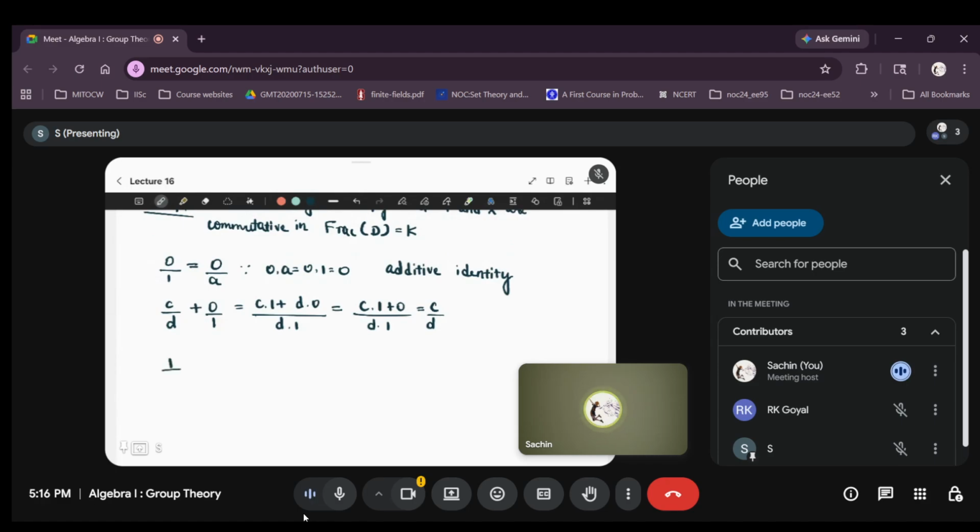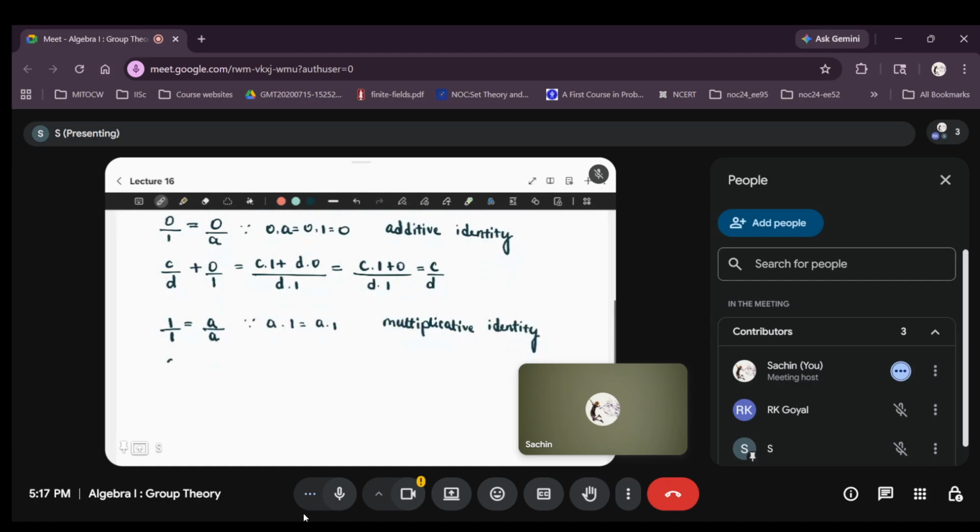Similarly, the equivalence class of 1 by 1 can also be written as a by a. It will contain all elements of the form a by a because a into 1 is equal to a into 1. That's just obvious. So this will be the multiplicative identity because c by d into 1 by 1 is by definition c into 1 by d into 1, which is simply c by d.